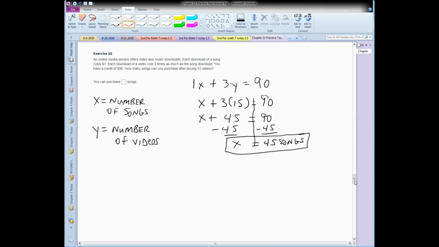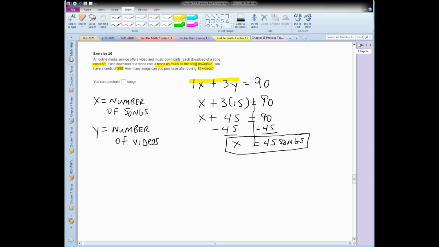Number 16, an online media service offers video and music downloads. Each download of a song costs $1. So there you go, $1 for each song. Each download of a video costs 3 times as much as the song download. What is that? Then it must cost $3, right? It must cost $3 for every video download. You have a credit of this much. How many songs can you purchase after you buy 15 videos?